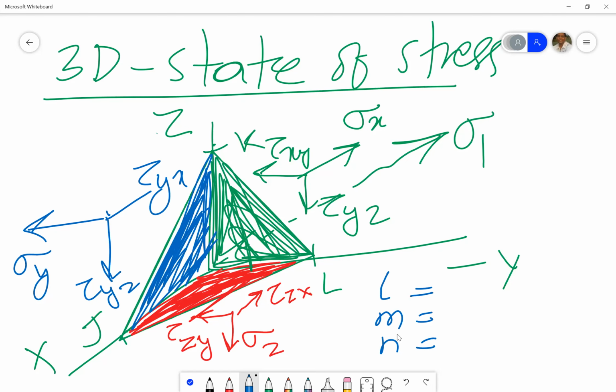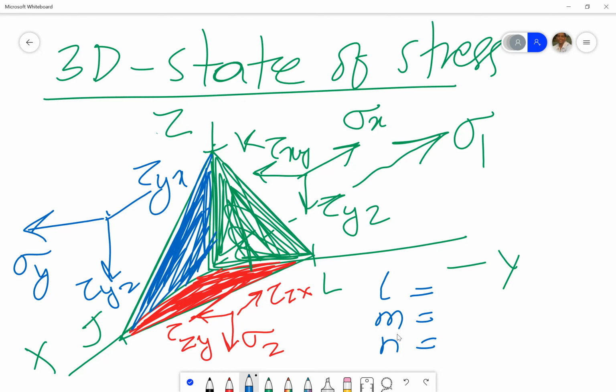L is the cosine of the angle between the oblique plane's normal, x dash, and the x axis. M is the cosine of the angle between y and x dash. And N is the cosine of the angle between z and x dash. So L, M, N are the direction cosines, that is, the cosines of the angles between x dash and the x, y and z axes.